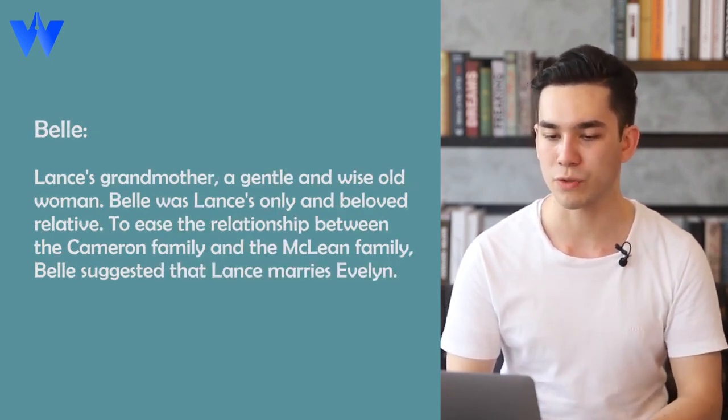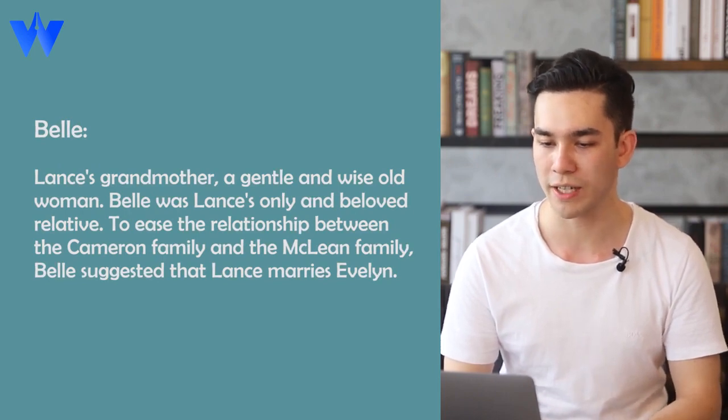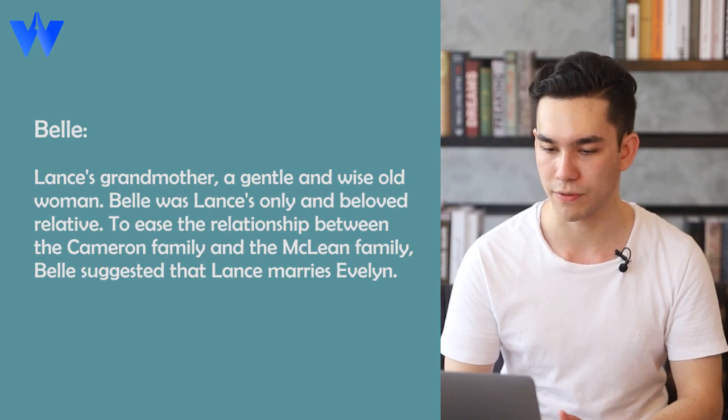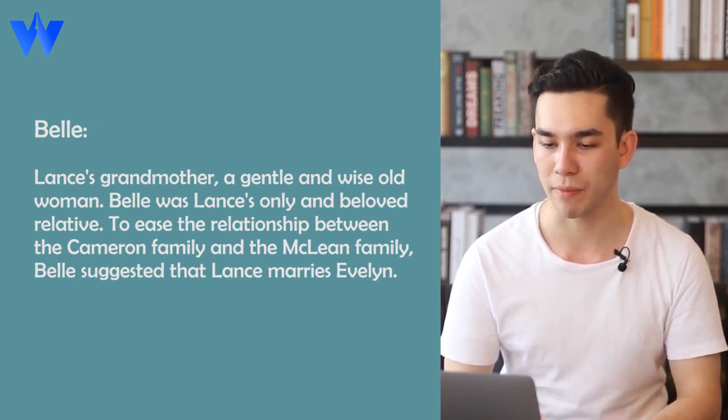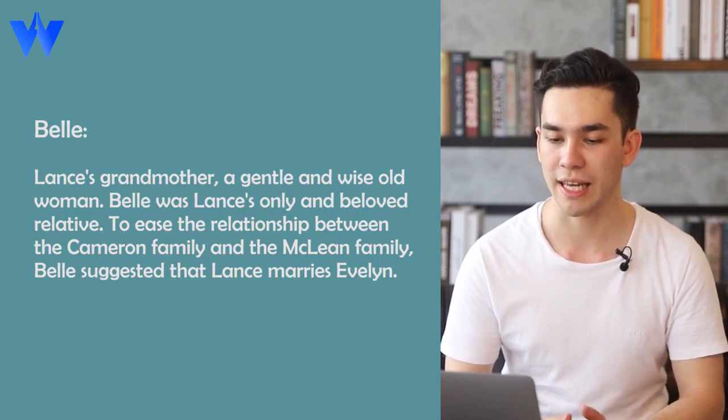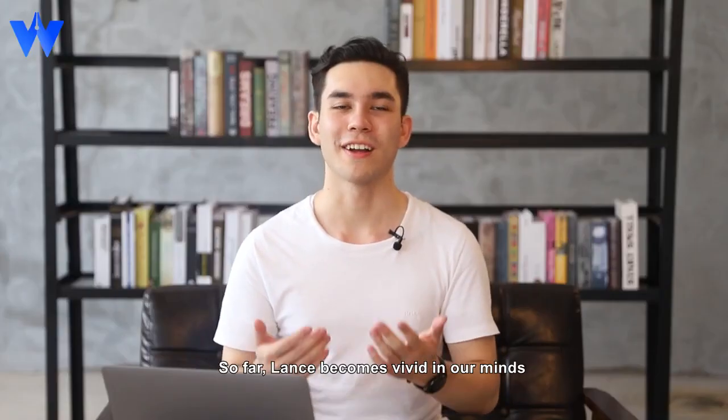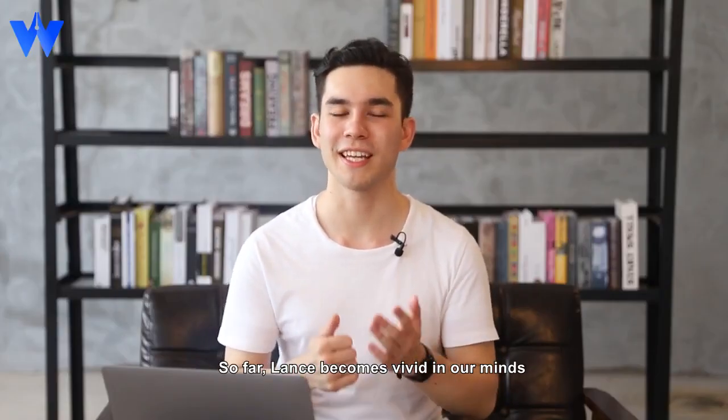Bella, Lance's grandmother, a gentle and wise old woman. Bella was Lance's only and beloved relative. To ease the relationship between the Cameron family and McLean family, Bella suggested that Lance marry Evelyn. So far, Lance becomes vivid in our minds.